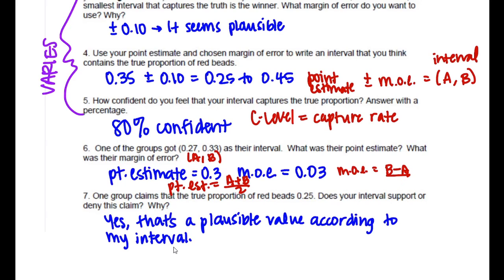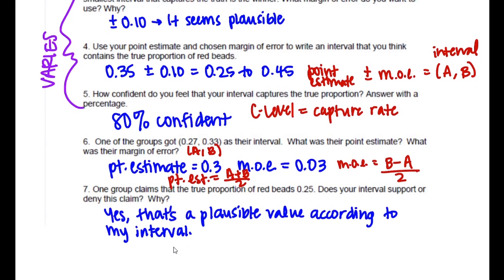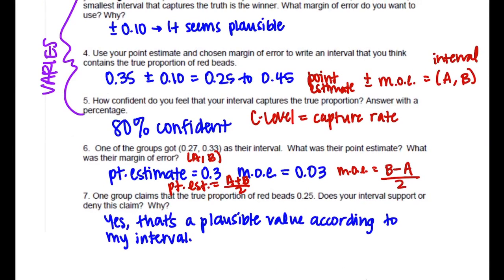You don't want to get too hung up on formulas like that, because there's a lot of other formulas we're going to learn. You just want to think logically about it. If this interval goes from 3 to 5, the middle is 4, and the margin of error is 1. So just think logically to get that answer.